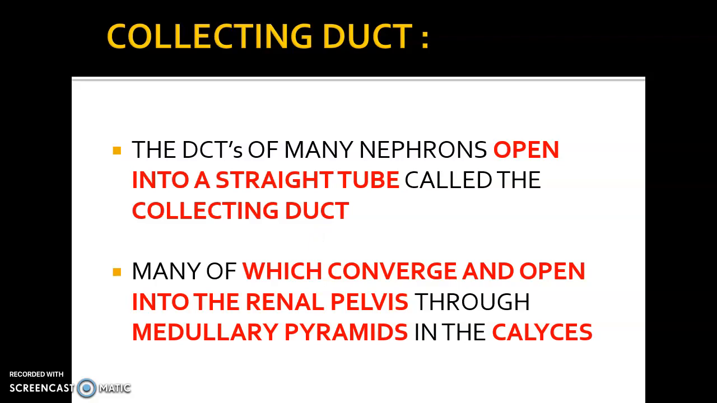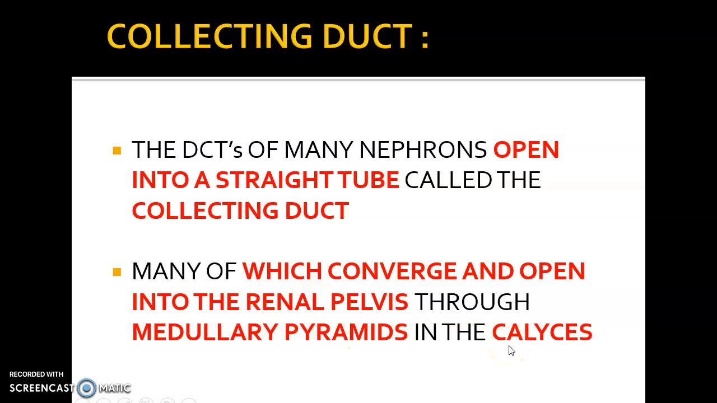So the DCTs of many nephrons open into a straight tube called the collecting duct. So remember, your nephron, if we consider the PCT, the Henle's loop and the DCT, they are highly coiled structures, whereas the collecting duct is a straight tube. The DCTs of many nephrons open into a straight tube called the collecting duct, many of which converge and open into the renal pelvis through medullary pyramids in the calyces.